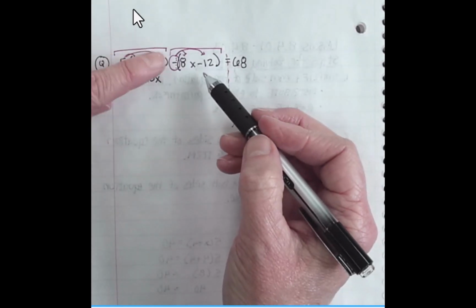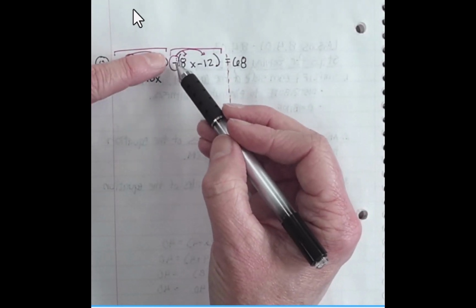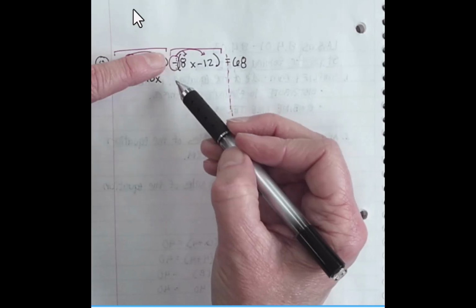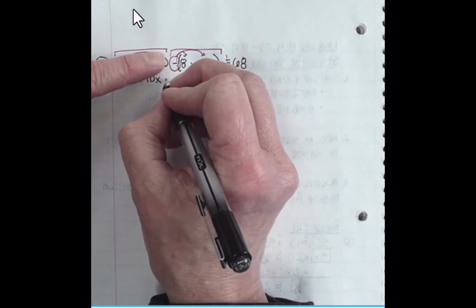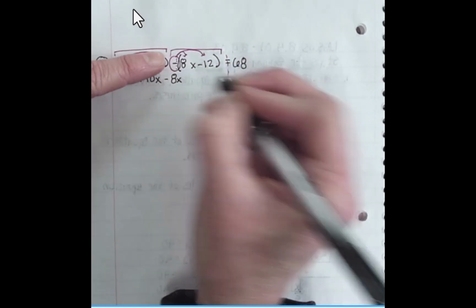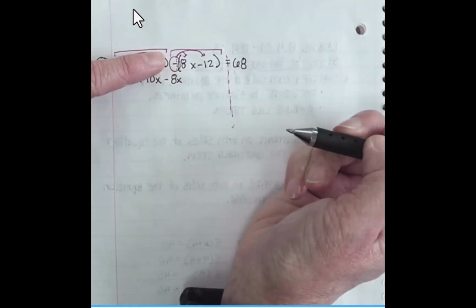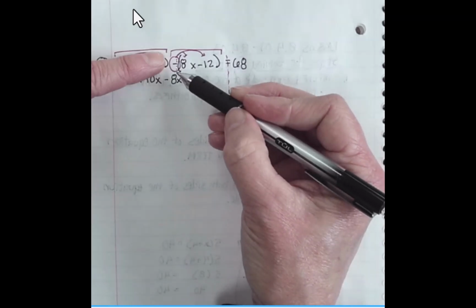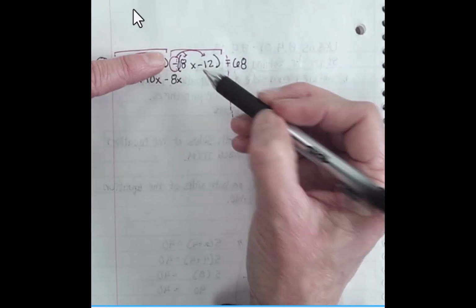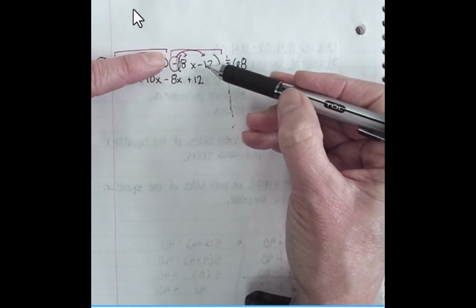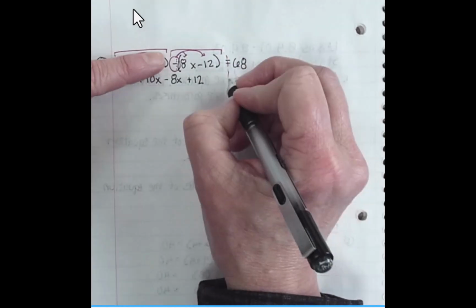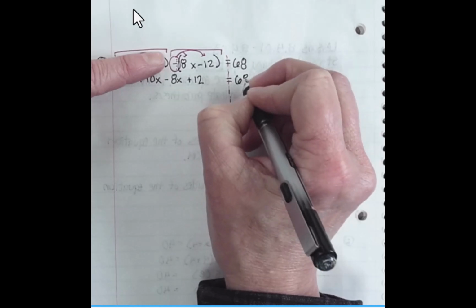And in the second set of parentheses, remember we're distributing a negative 1. Negative 1 times 8x is negative 8x. Just flipped it from a positive to a negative. And negative 1 times negative 12 is positive 12. Just flipped it from a negative 12 to a positive 12. So we've eliminated the parentheses.